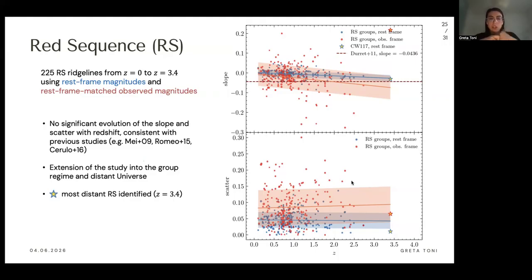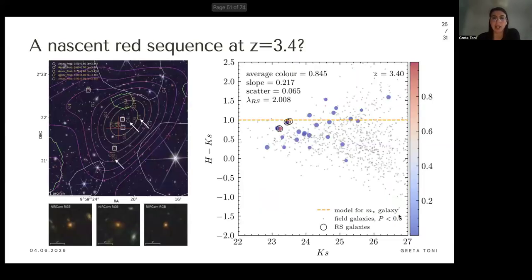Speaking of distant universe, actually the highest redshift red sequence that we have identified is represented by the star in the plots here on the right, and is located at redshift 3.4. If confirmed spectroscopically, this might be one of the highest redshift, one of the earliest red sequences detected to date. And I wanted to show it to you here quickly.